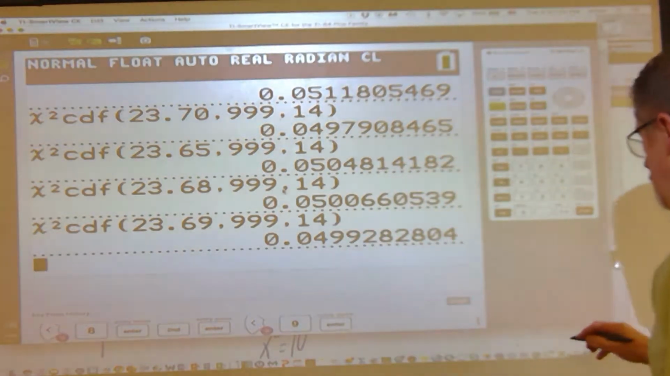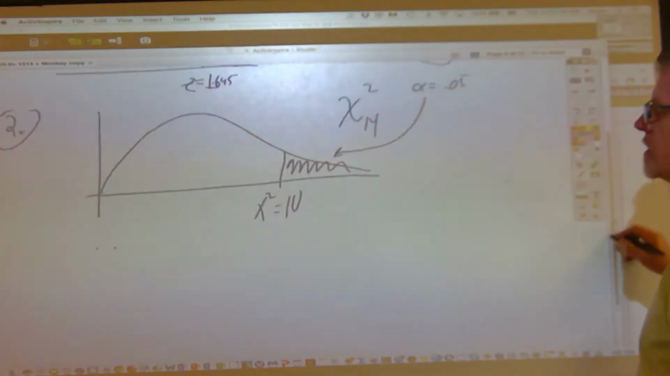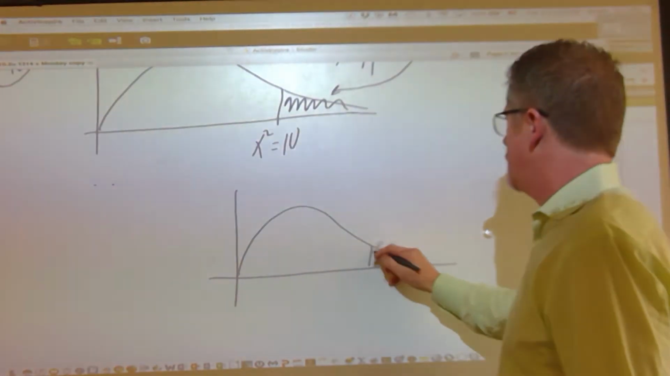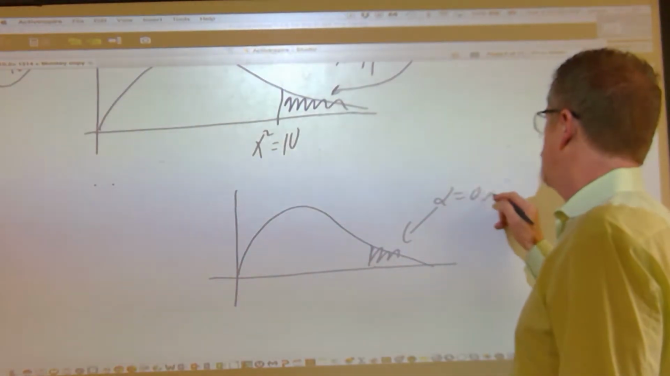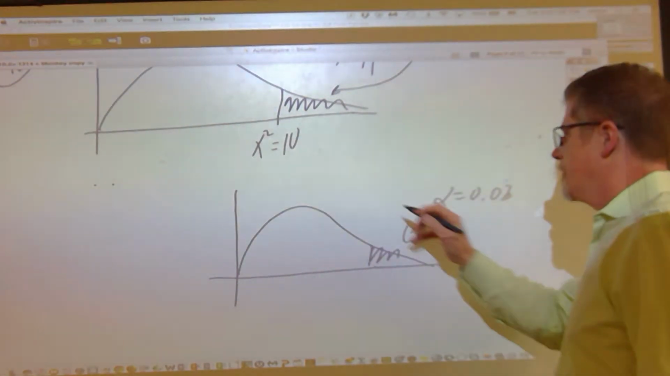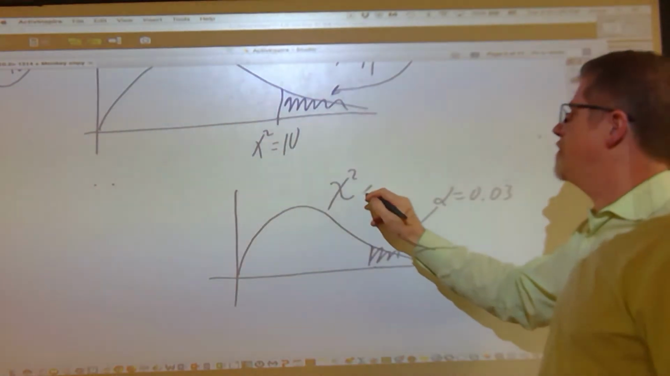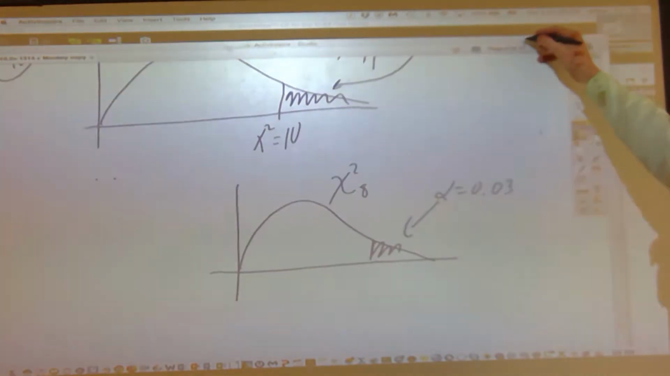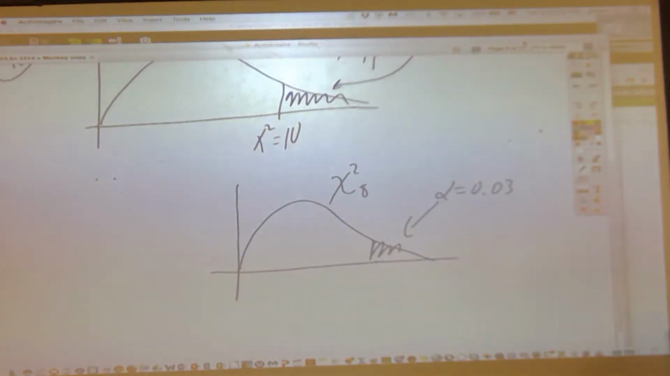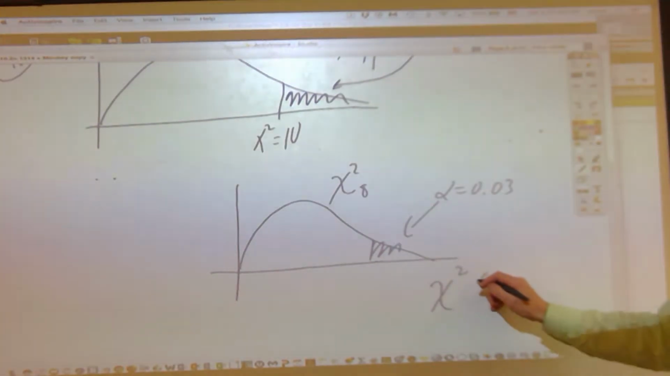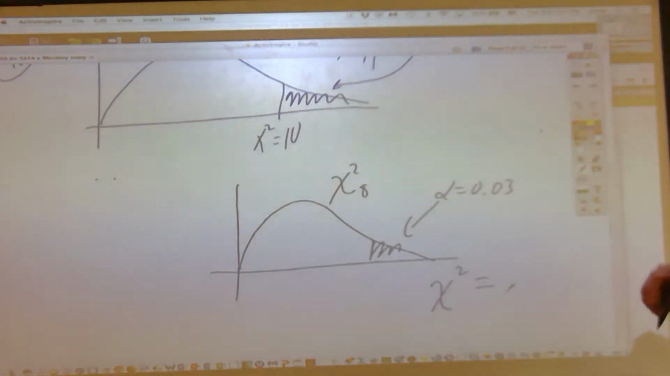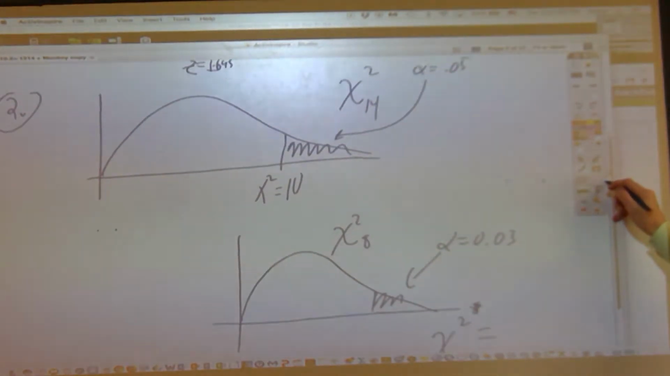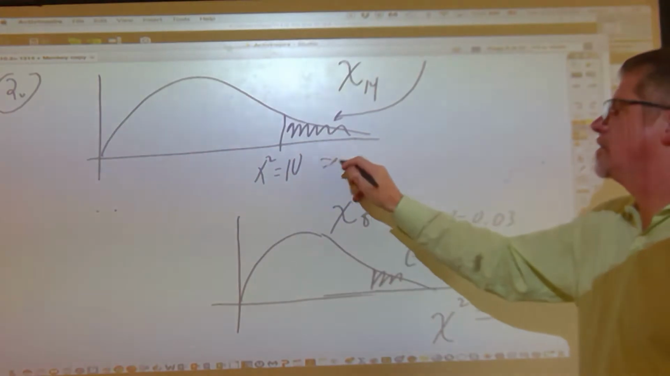Here, you try one. What would be the critical chi-squared value if you set your alpha level at 0.03 and you're dealing with a chi-squared distribution with 8 degrees of freedom? Find on your calculator by trial and error the critical chi-squared value. Sometimes we would call it chi-squared star. Star is critical. Chi-squared star.